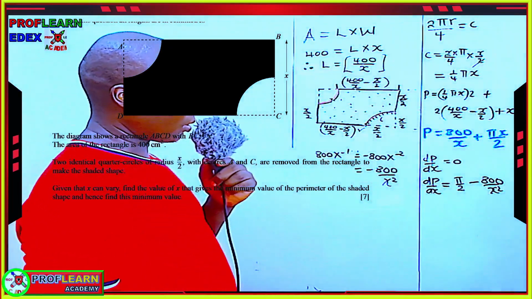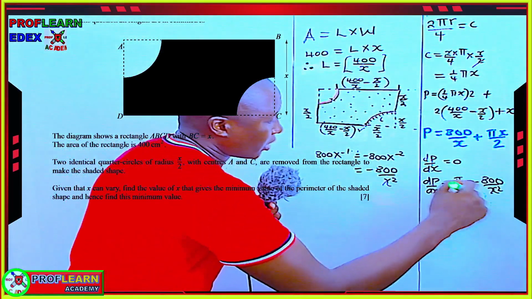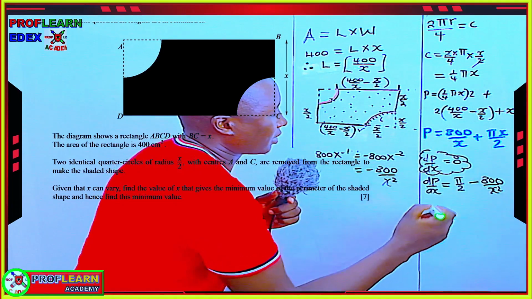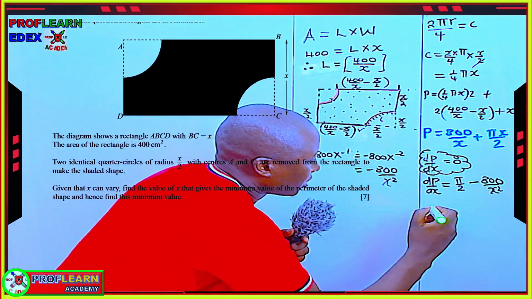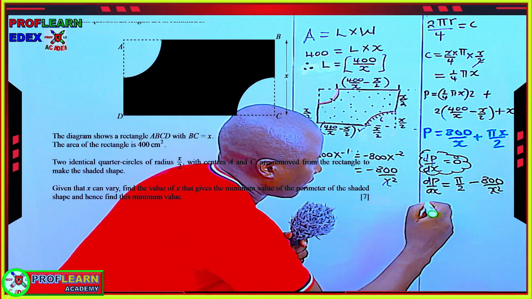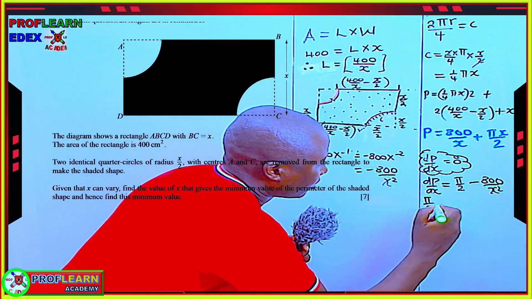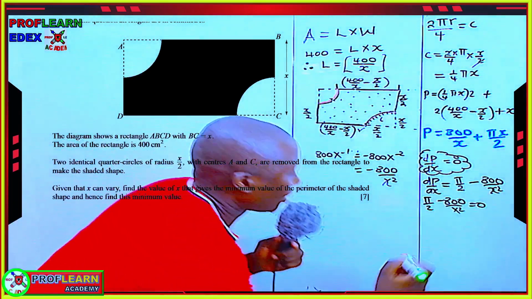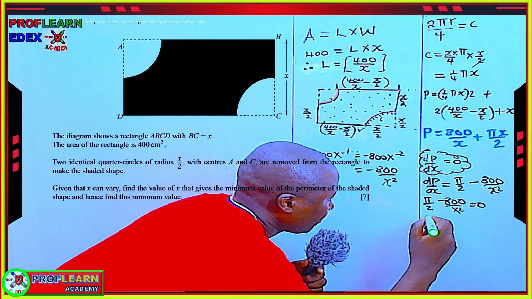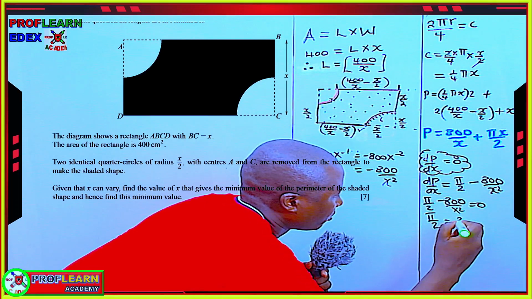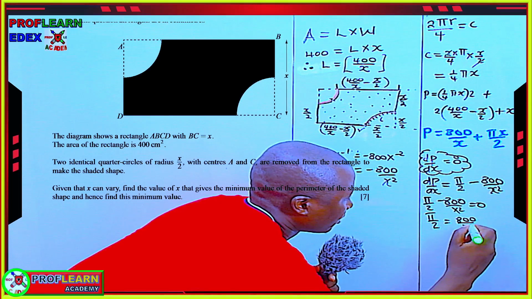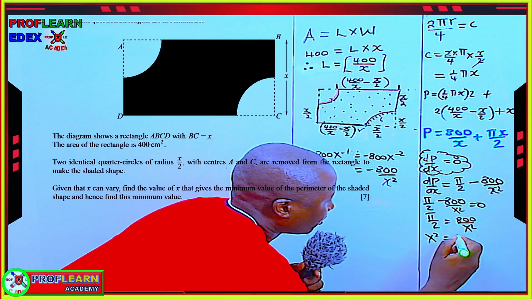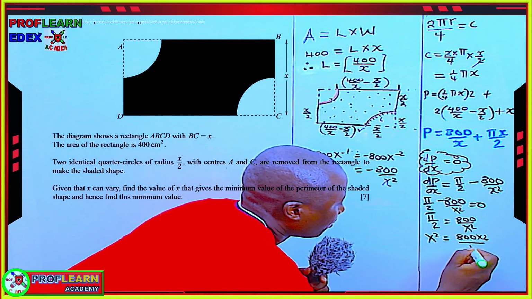That is what our expression is going to reduce to. Because we want to solve for x at the minimum point, we have said that at the minimum point dP/dx is equal to 0. That means we take this equal to 0, so we shall have pi over 2 minus 800 over x squared is equal to 0, which means pi over 2 is equal to 800 over x squared. Multiplying by x squared on both sides, we end up having x squared is equal to 800 times 2 over pi.